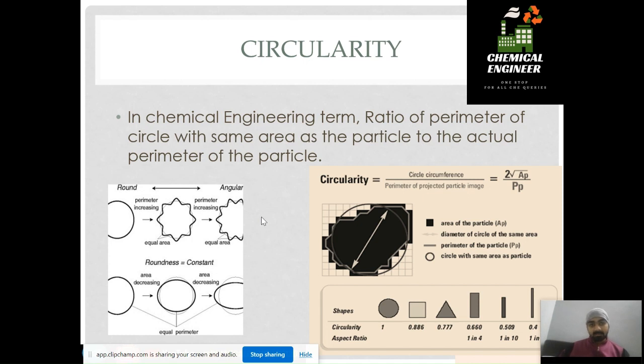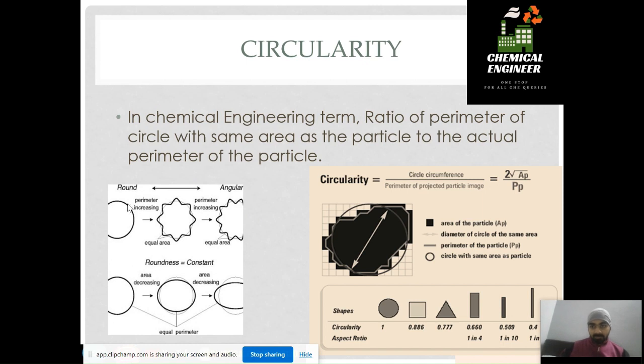In chemical engineering terms, we can define it as the ratio of the perimeter of a circle with the same area divided by the perimeter of a particle. Both should have the same area. Like if the circle has an area of 1 meter square, then the particle should also have an area of 1 meter square. Then the ratio of their circumference or perimeter will give you circularity.